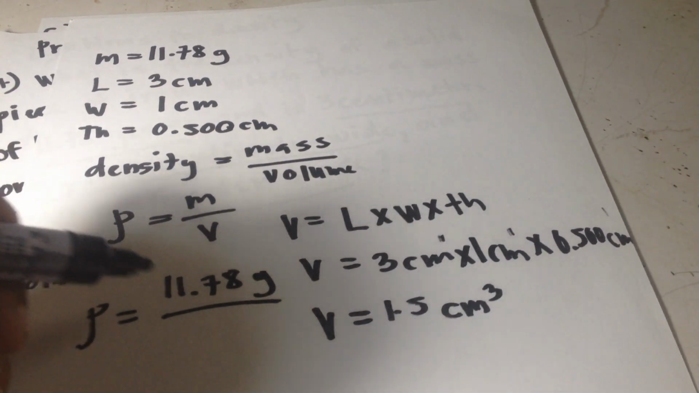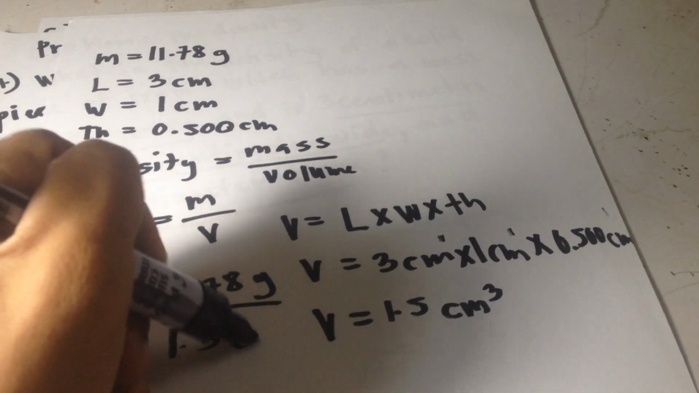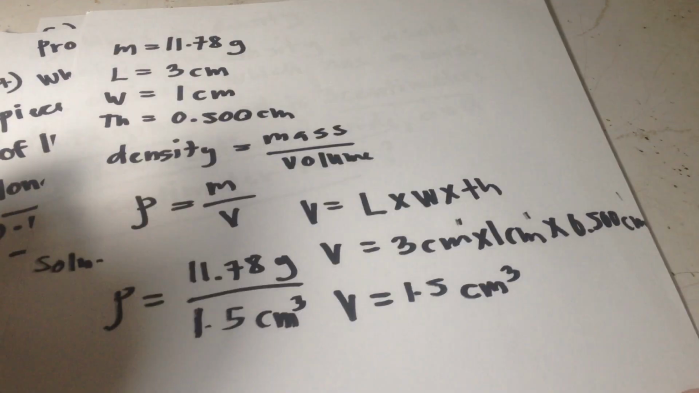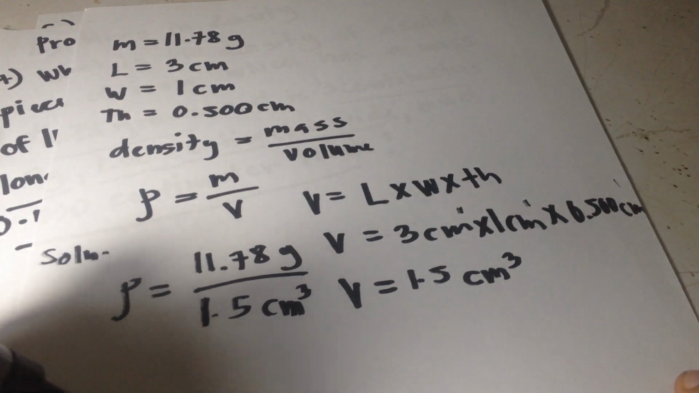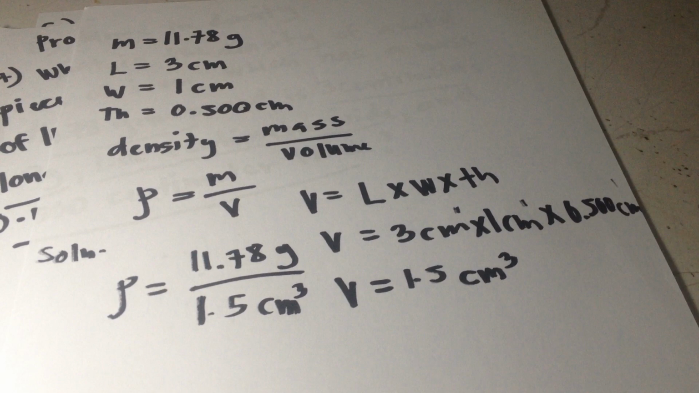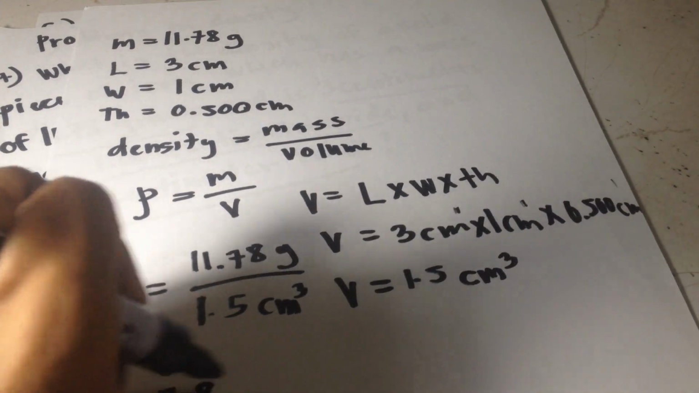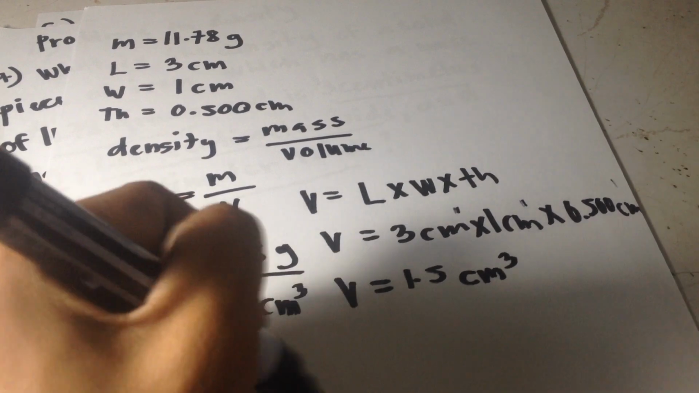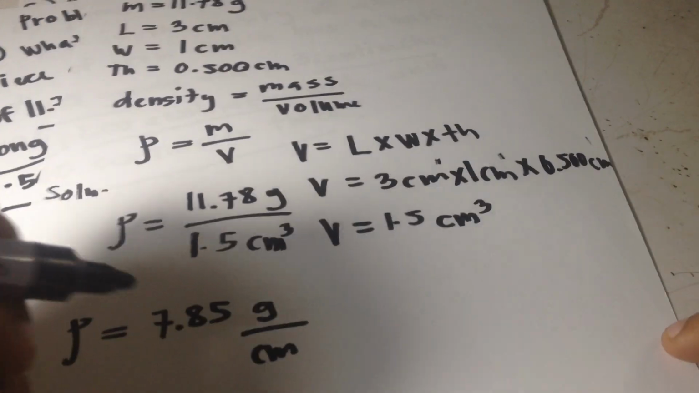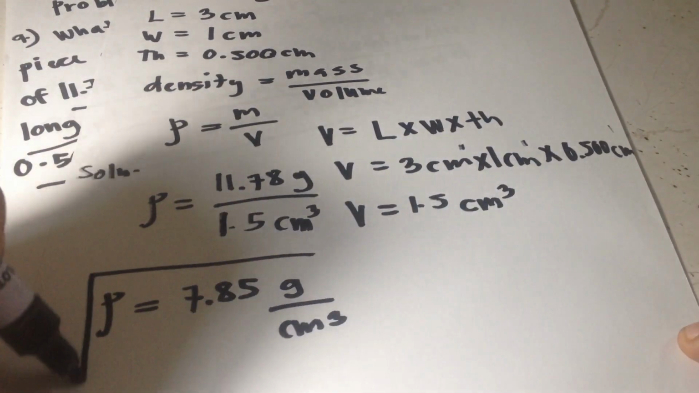So 11.78 grams over the volume, 1.5 cubic centimeters. The density is equal to 11.78 divided by 1.5, and it's equal to 7.85 grams per cubic centimeter. So that is the answer.